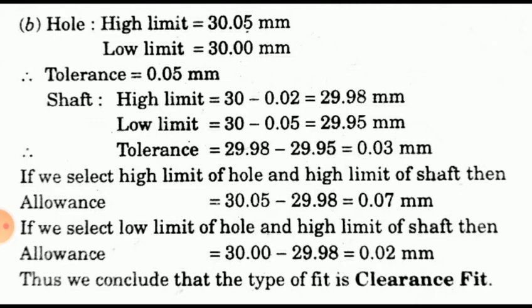If we select the high limit of the hole and the high limit of the shaft, then the allowance will be 30.05 minus 29.98, that will be equal to 0.07 mm. If we select the low limit of the hole and the high limit of the shaft, then the allowance will be 0.02 mm. Means it is positive. Clearance is positive, means allowance is positive. Thus, we conclude that the type of fit is clearance fit.